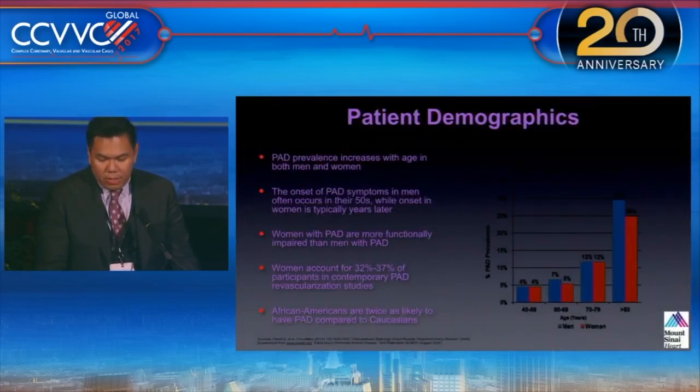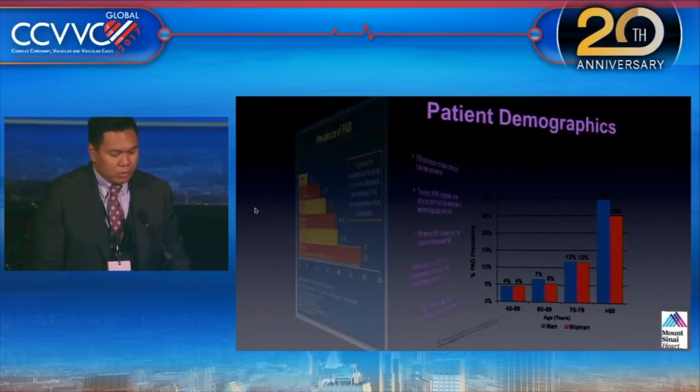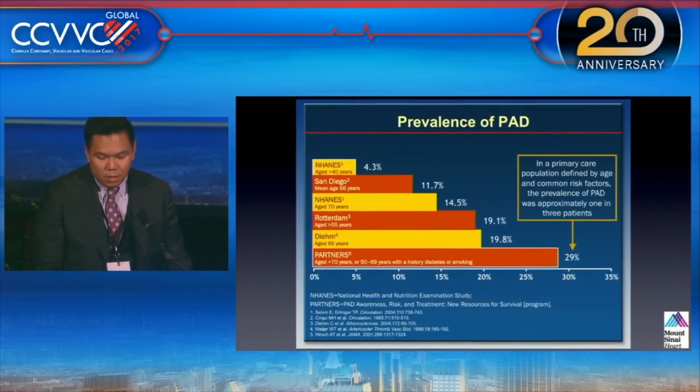The prevalence of PAD was found to increase with age, as Dr. Kapoor showed us earlier, in both men and women, with onset of symptoms typically in their 50s. Interestingly enough, women were found to have more functional impairment than men, and African Americans were also twice as likely to have PAD when compared to Caucasians.